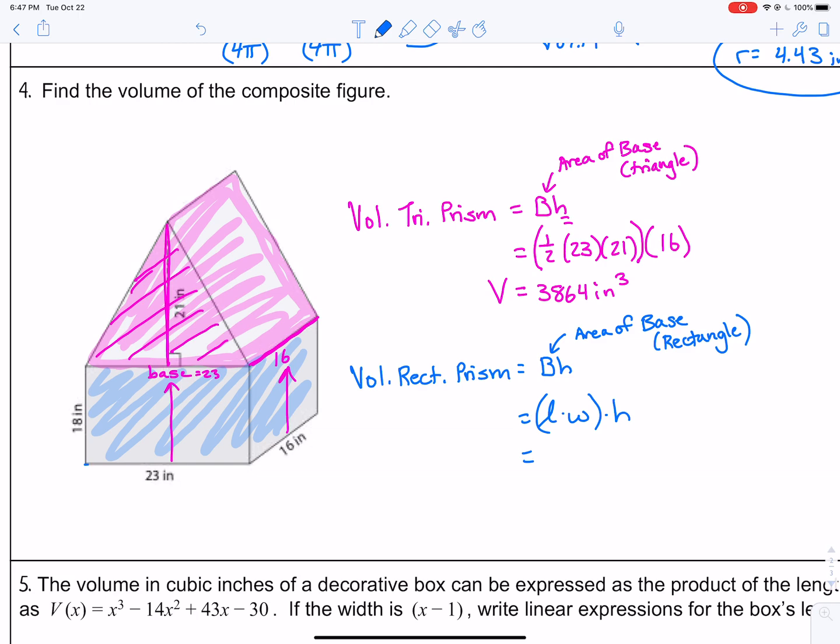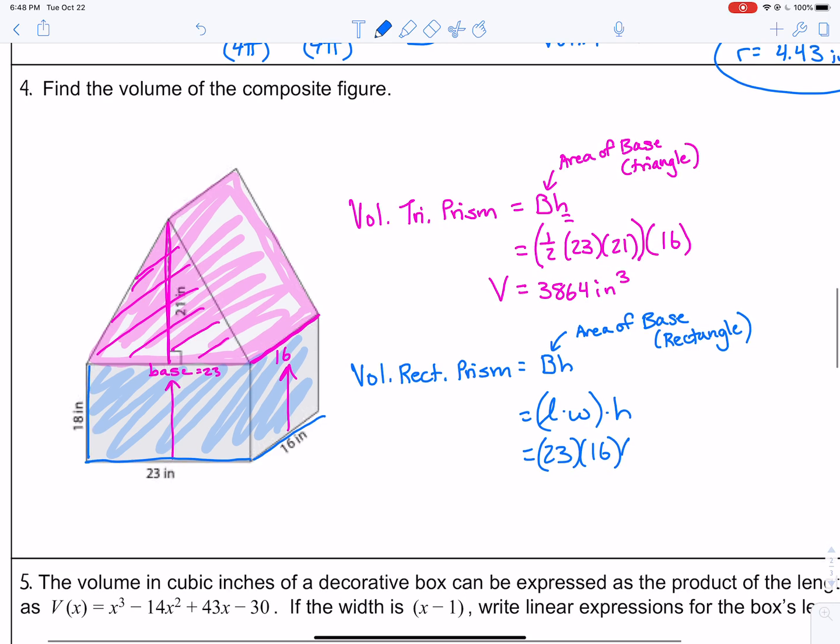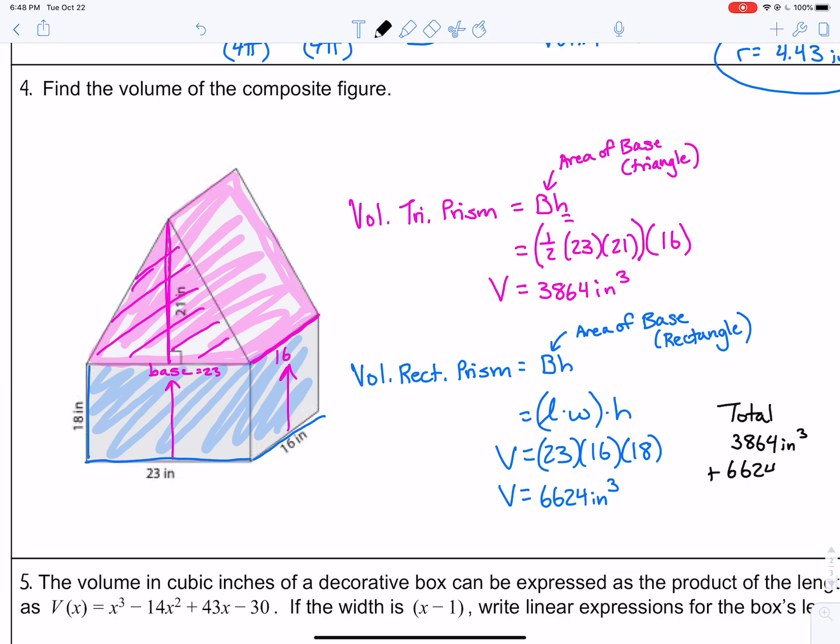All right, so we have length, we'll say is 23. Width, we'll call it 16. And height is the 18. And then when you multiply all of those together, you get 6,624 cubic inches. But then we need the total. All right, so let's total it all up by saying 3,864 cubic inches plus 6,624 cubic inches is a grand total of 10,488 cubic inches. So you just have to find the volume of each and add them up.